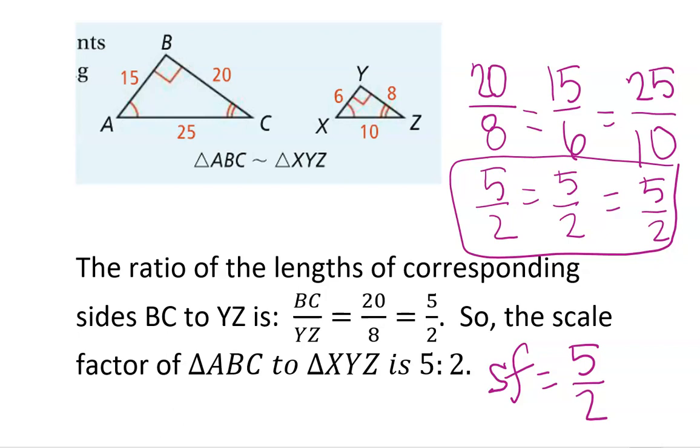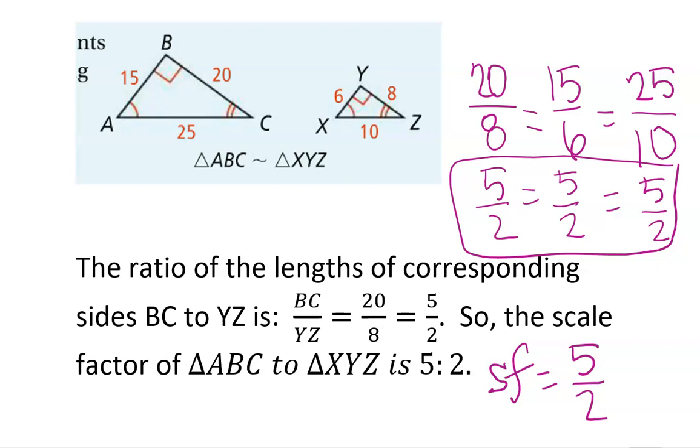You could put 2.5, but most of the time for scale factors, they want you to put them in fractional form. Again, when we talked about this on Friday, there were 3 different ways to write a ratio. You could use the fraction bar, you could use the colon, or you could use the word "to." Same thing, I always like to use the fraction one.